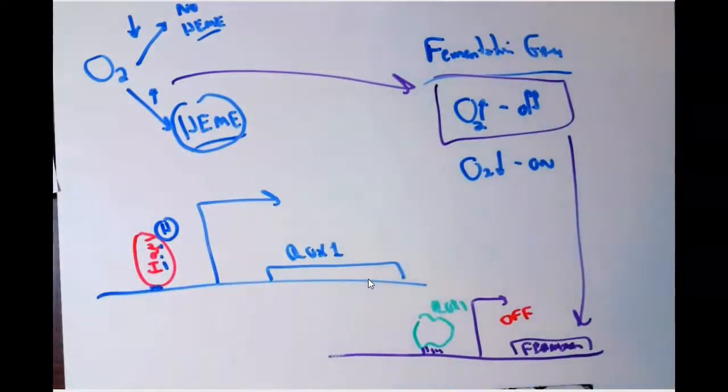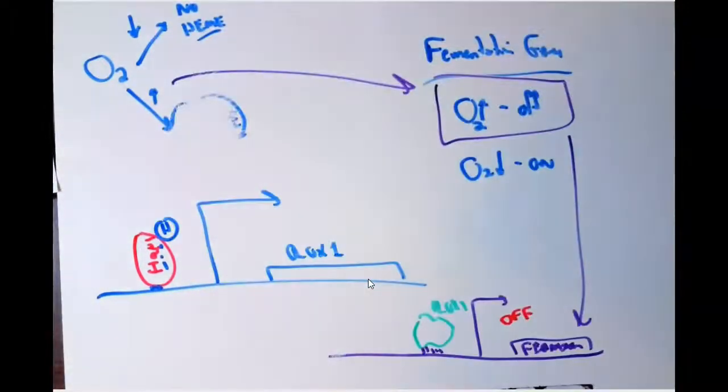Beautiful system. Oxygen levels drop. The cell's going to die if it continues to respire. When oxygen levels fall, the cell can no longer make heme.